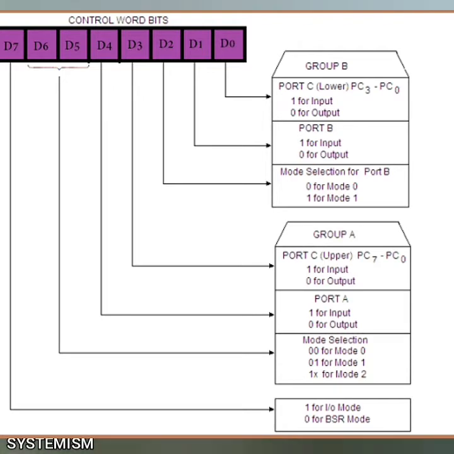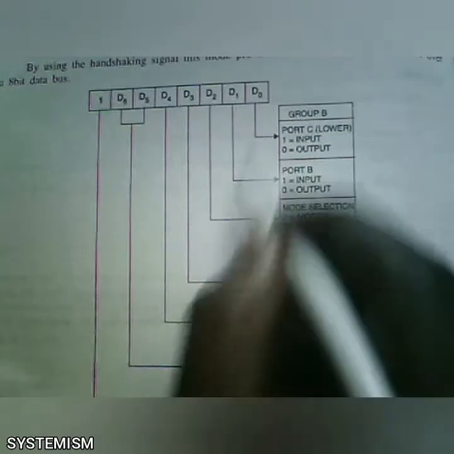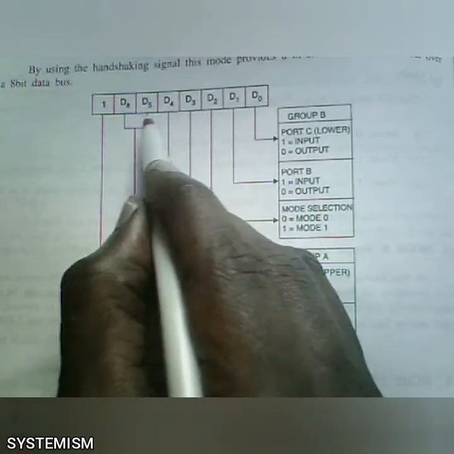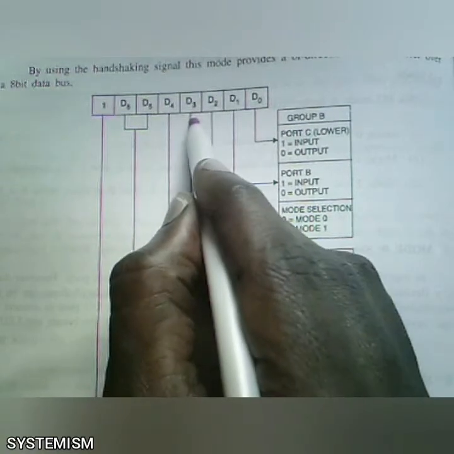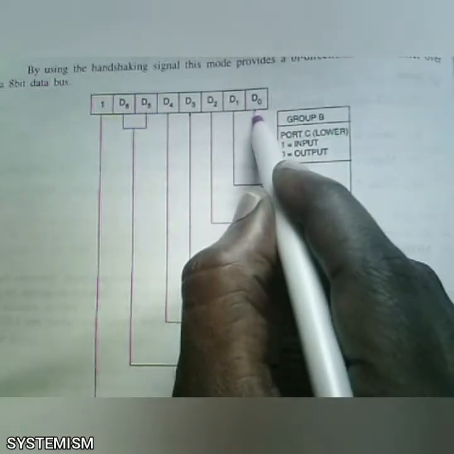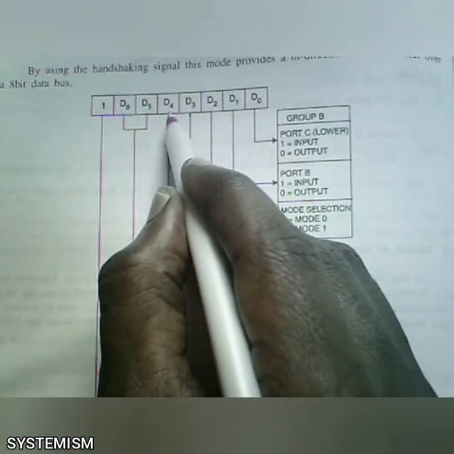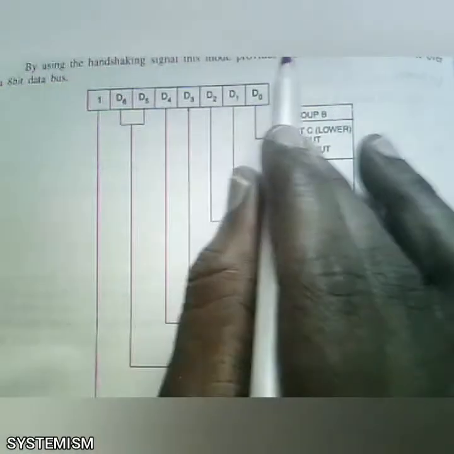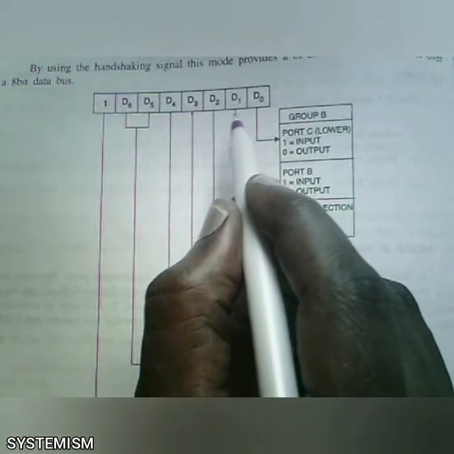So this is the normal command word format. You don't need to worry about this. This is for selecting your mode, and these are port A, port B, port C upper, and port C lower. If you put 1, then it is an input port. If you put 0, then it is an output port. That's all. So you can easily write this command word format.